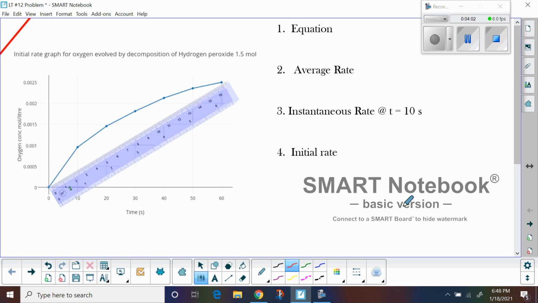So once again, ignoring the watermark here because Ms. J forgot to pay for her software.